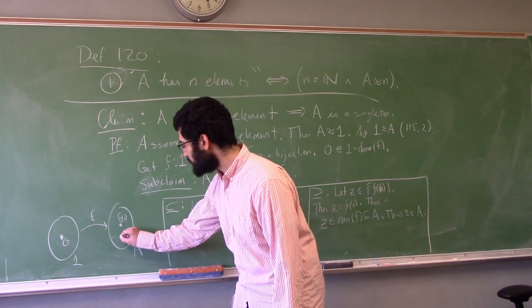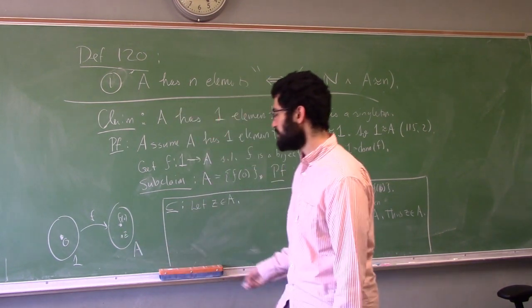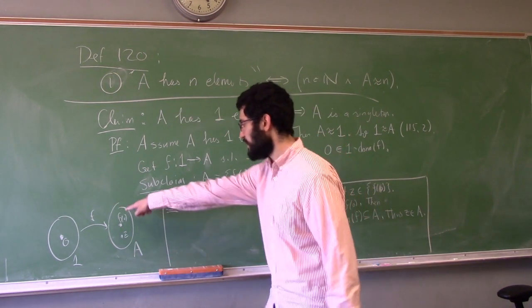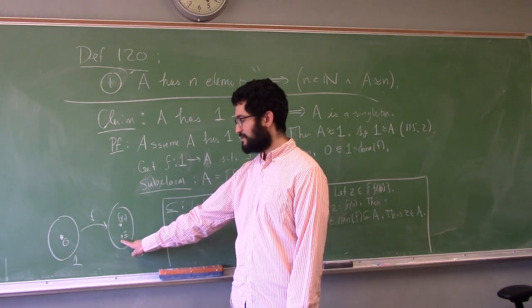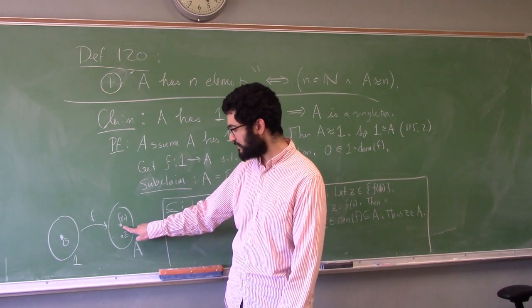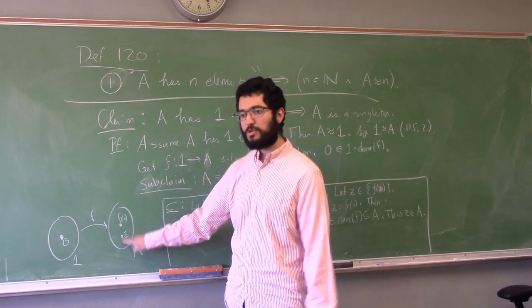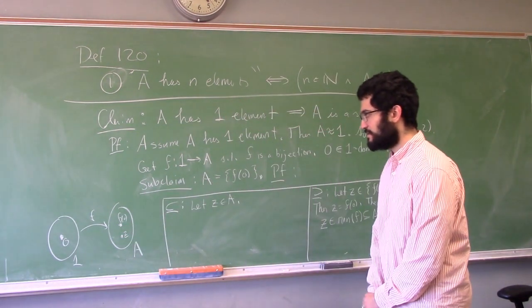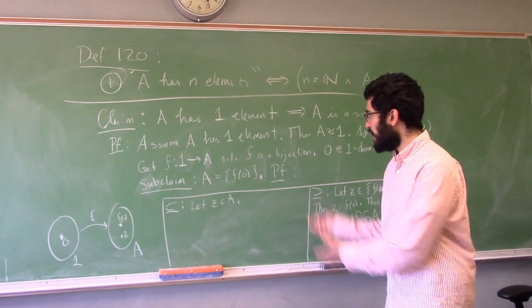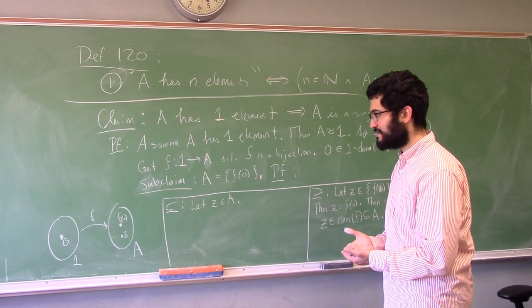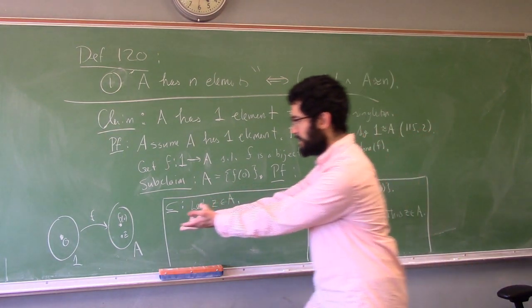So what if z were something different? Why couldn't it be something different? I'd like to show that z is f of 0. So why couldn't z be something different? If I have two dots on this right side, f of 0 and z here, what's wrong with this picture? There's some fact somewhere on the board that this picture would contradict.